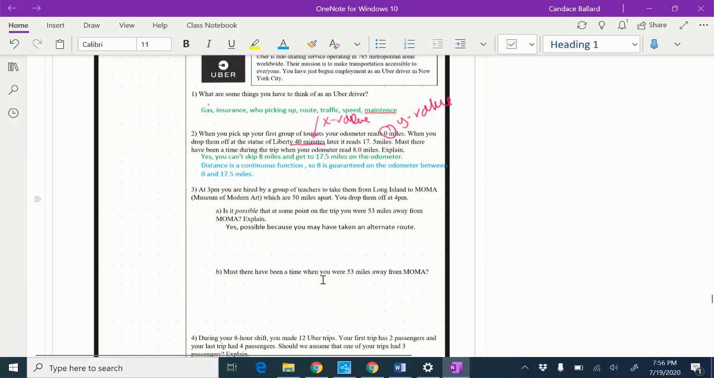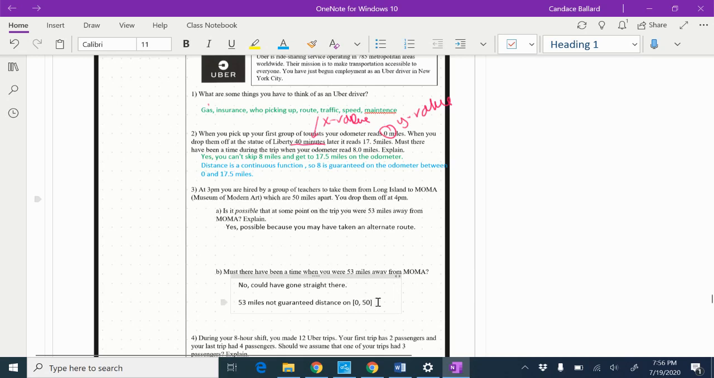Must there have been a time when you were 53 miles from MoMA? So did you have to do that? And the answer is no, right? You could have gone straight there. So my extra little addition to this is that 53 miles isn't guaranteed. You are guaranteed everything between 0 and 50, but not 53. So 53 miles, not guaranteed distance on our interval from 0 to 50.